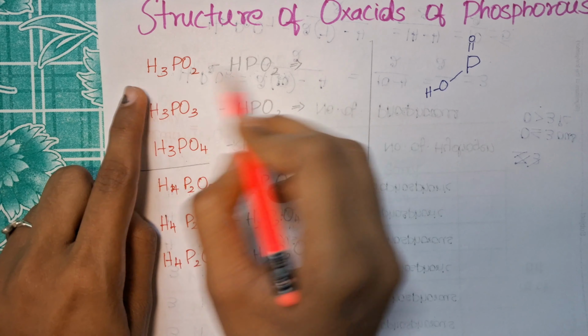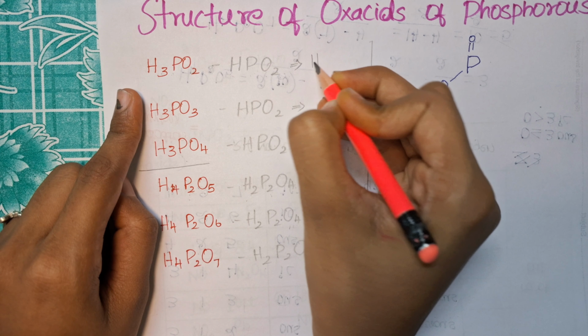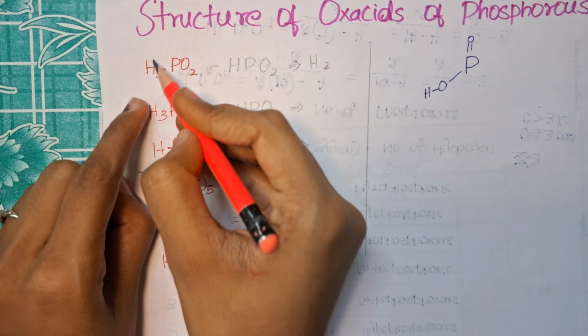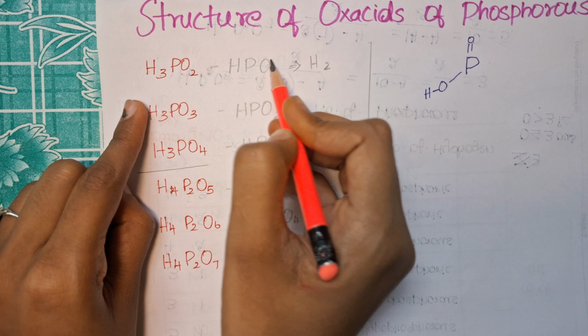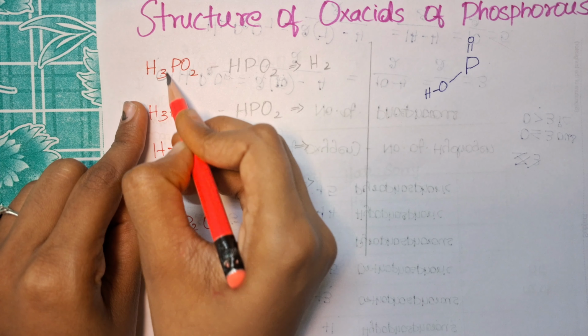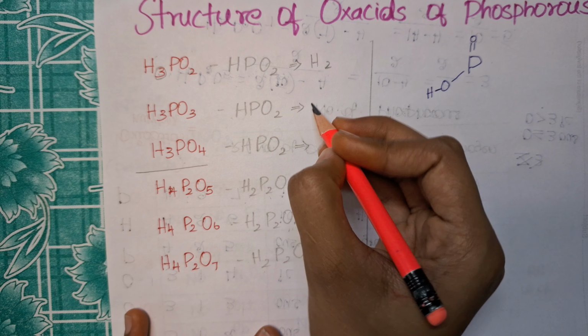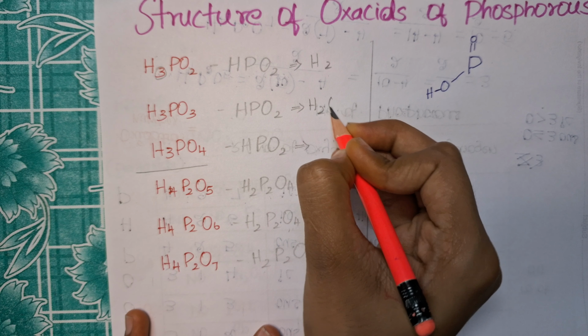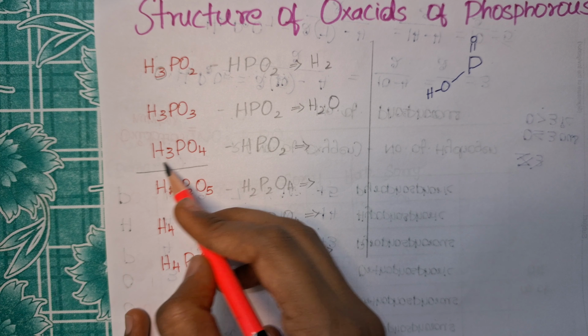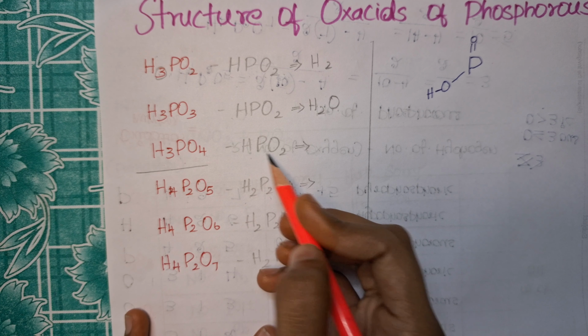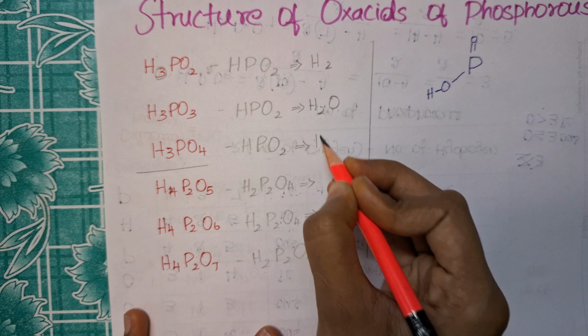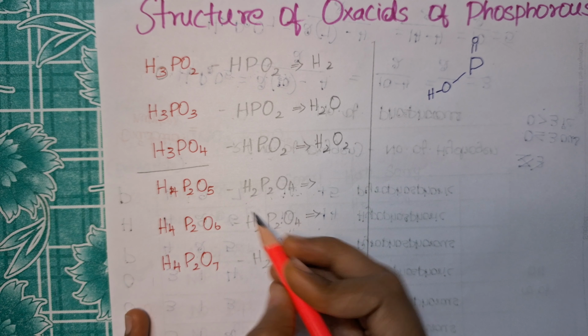Okay, now we will see what to do. Subtract HPO2 from here, what will you get? You will get H2, right? This means H will go, P will go, O2 will also go, only H2 will be remaining. The same way, if we do the subtraction for this, what will be there? H2O. If we subtract HPO2 from H3PO4, what will we get? H2O2.